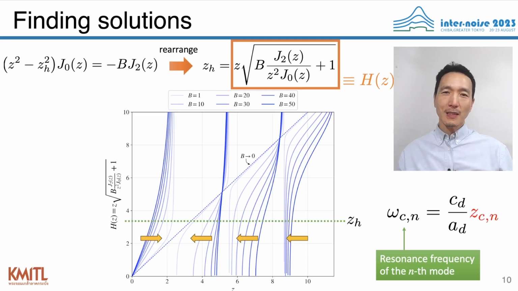We can also see that the function H is 0 or goes to infinity, which happens when Z is equal to the roots of the zeroth and second order Bessel functions.